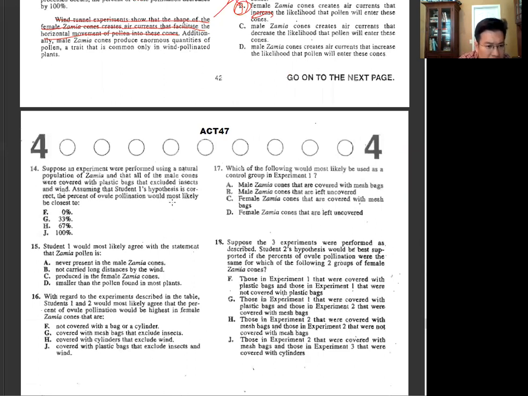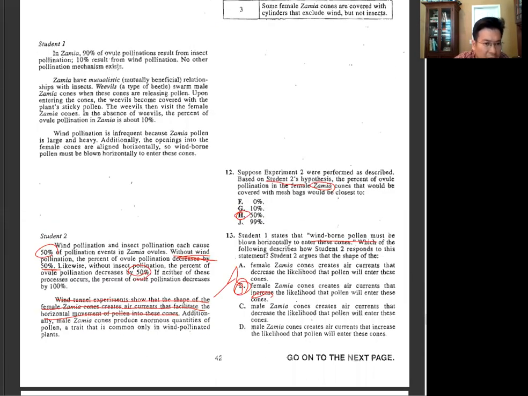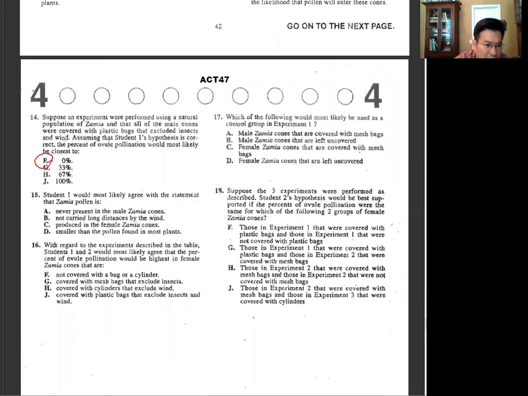Suppose the experiments were performed using a natural population of Zamia and all the male cones were covered with a plastic bag. Exclude all this. So with a plastic bag, the wind cannot go through. So either insect or wind, nothing can go through, right? Because of that, you can see 0.